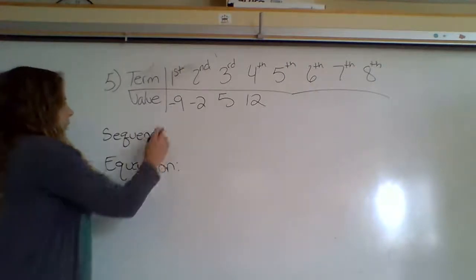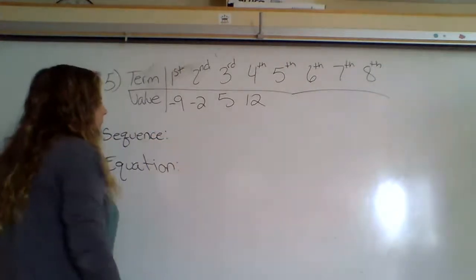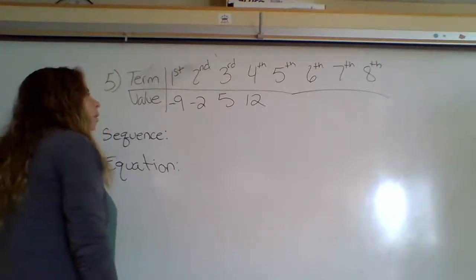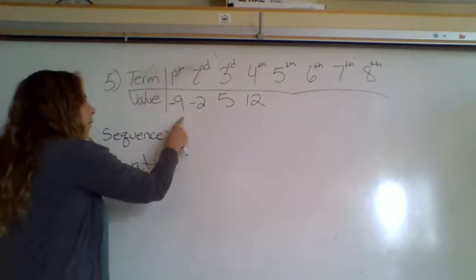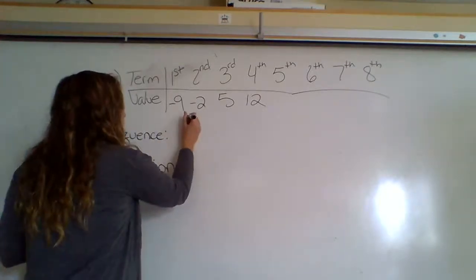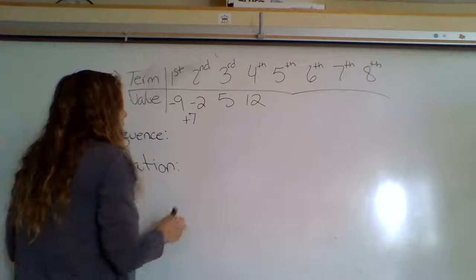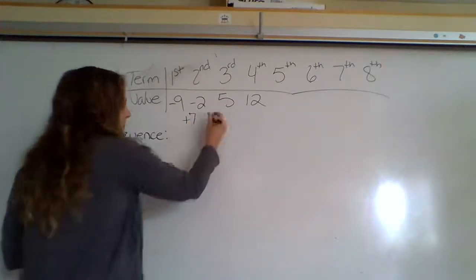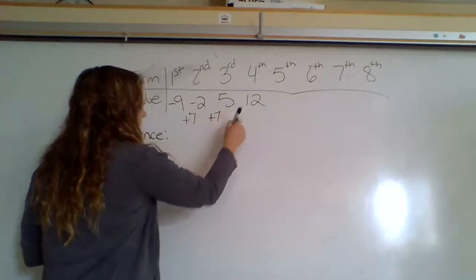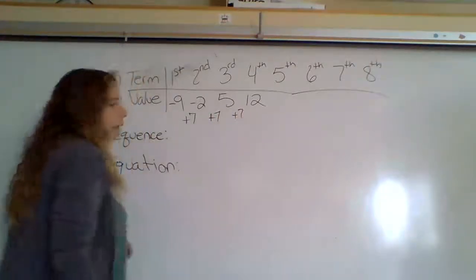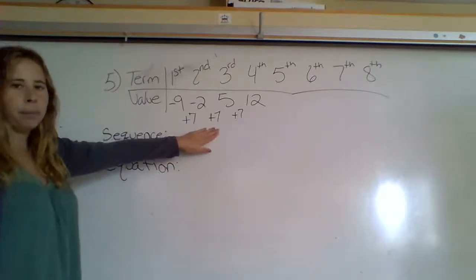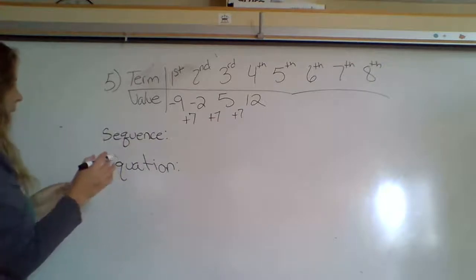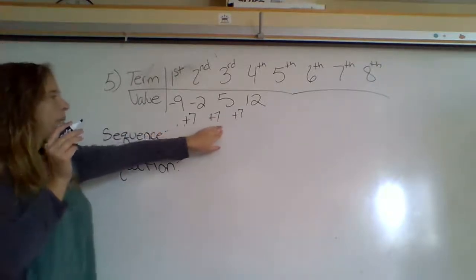Okay, well, to get from -9 to -2, we'd be multiplying by some decimal. So I don't want to deal with that. Okay, let's try adding. So -9 to 2, I'm adding 7. -2 to 5, is that adding 7? Yes. Okay, and then from 5 to 12, that's also plus 7. All right, so you're adding 7 each time. So we're adding the same amount each time.